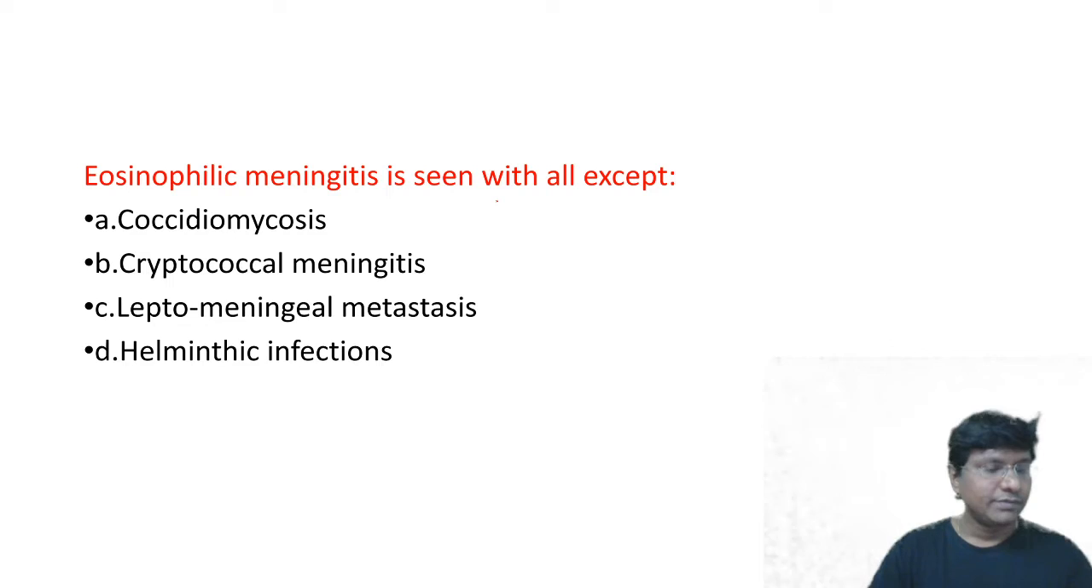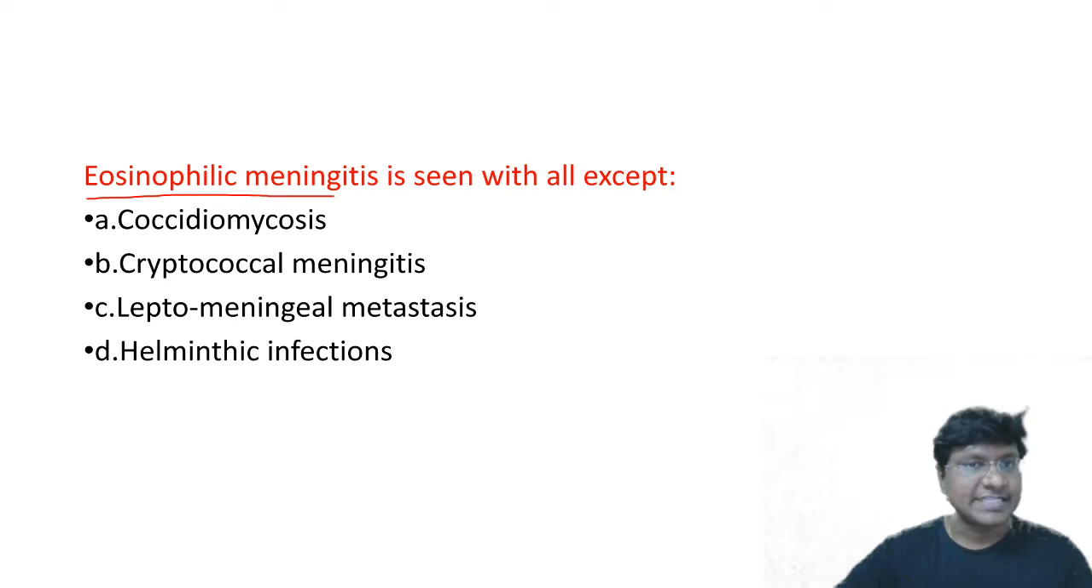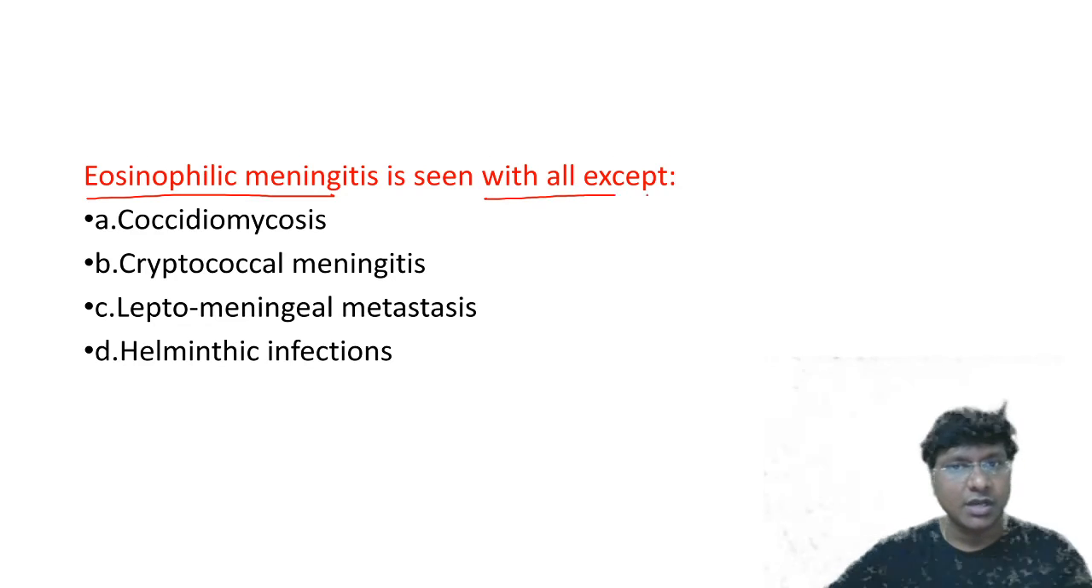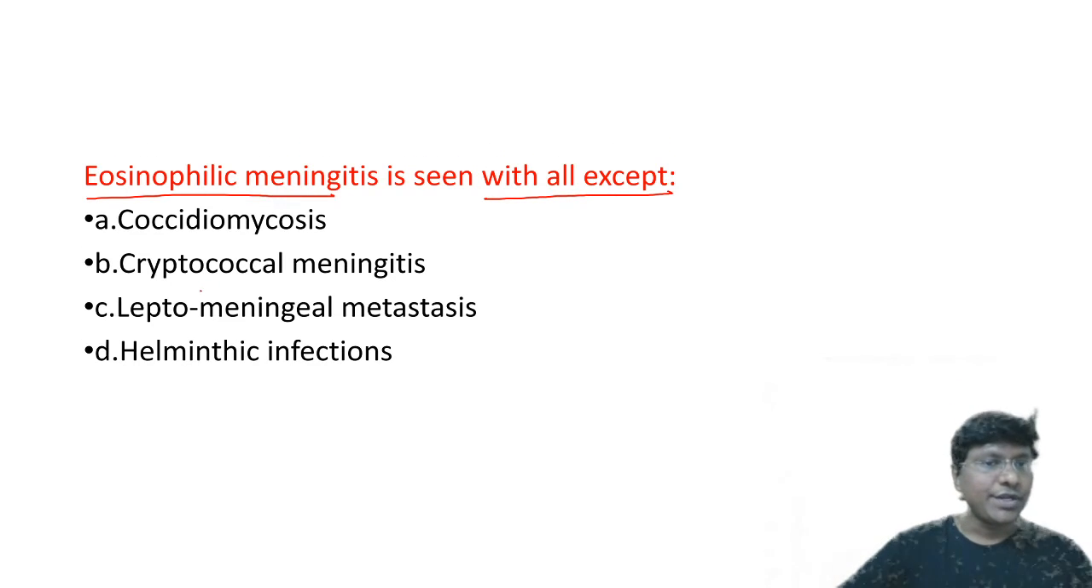All right. So we will move on to the next question. Eosinophilic meningitis is seen with all except coccidiomycosis, cryptococcal meningitis, leptomeningeal metastasis, helminthic infections. Okay, so Santanam has answered as leptomeningeal metastasis. Any other answer apart from this?